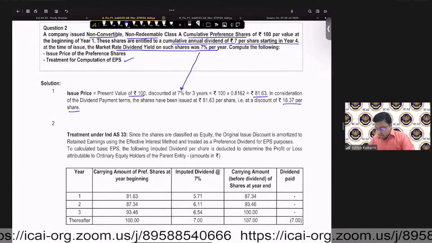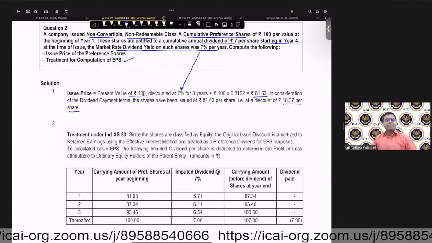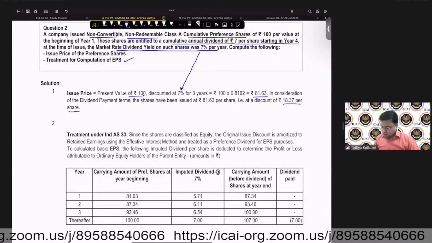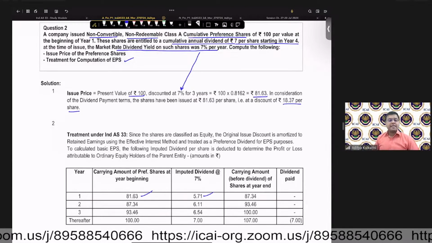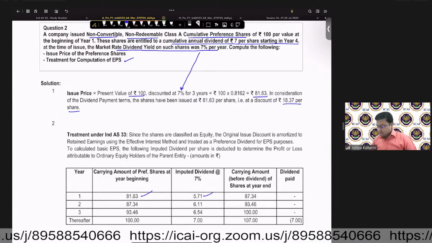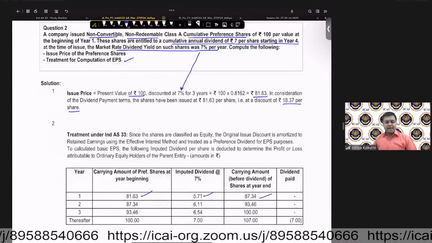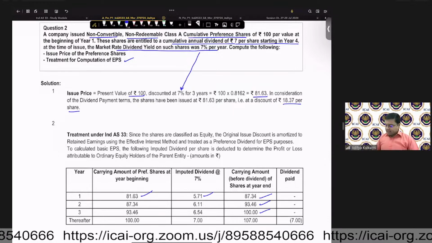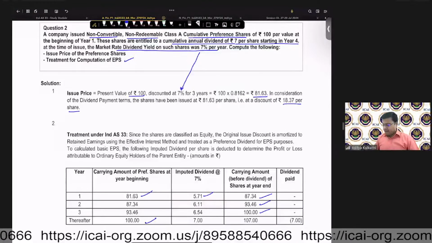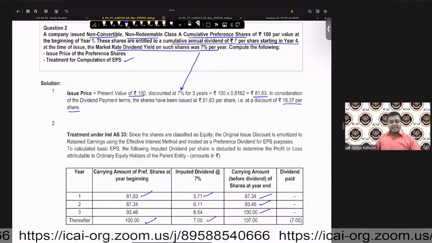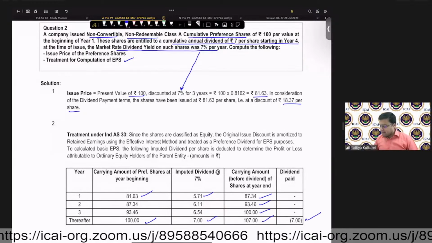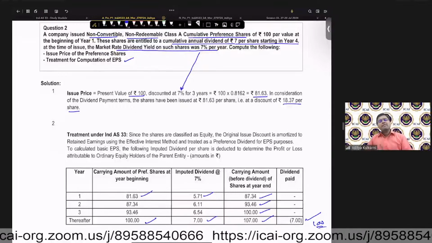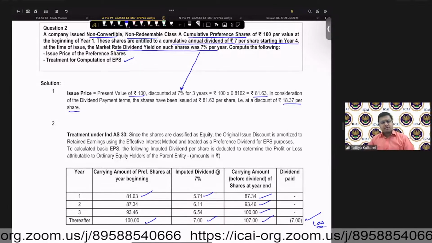How do I do the treatment under Ind AS 33? Well, this is the effective interest calculation that you always have been doing in financial instruments. So 81 plus 7% imputed dividend gives you the carrying amount before dividend, 87.34. So this becomes 100 by end of year 3. And then thereafter, you are having 100, dividend imputed therein is 7. So 107, and then you issue a dividend of 7. So it falls back to 100. So this is a very simplistic calculation that happens.